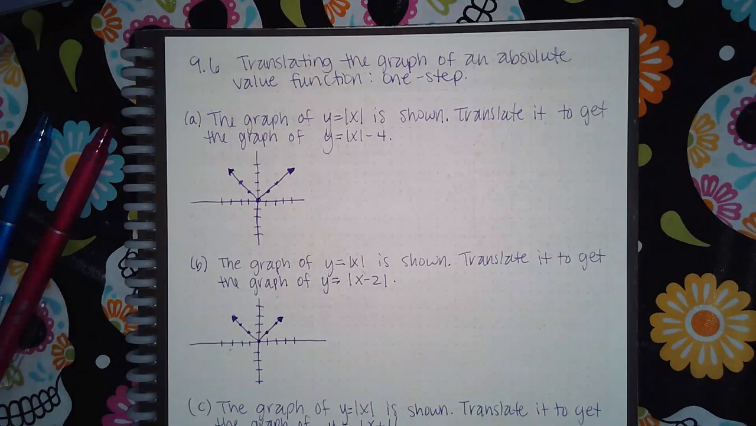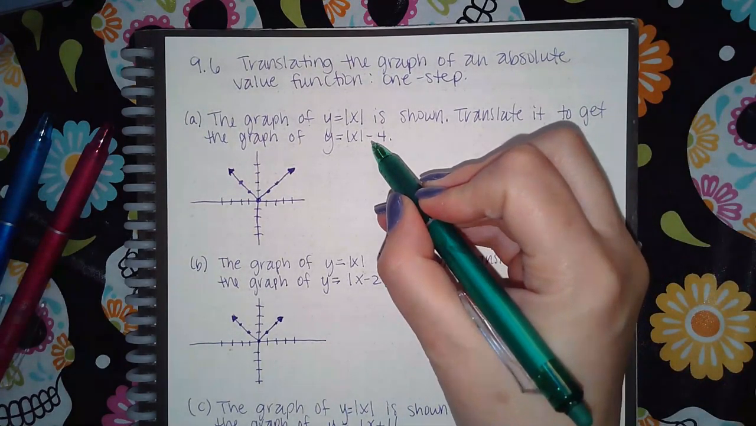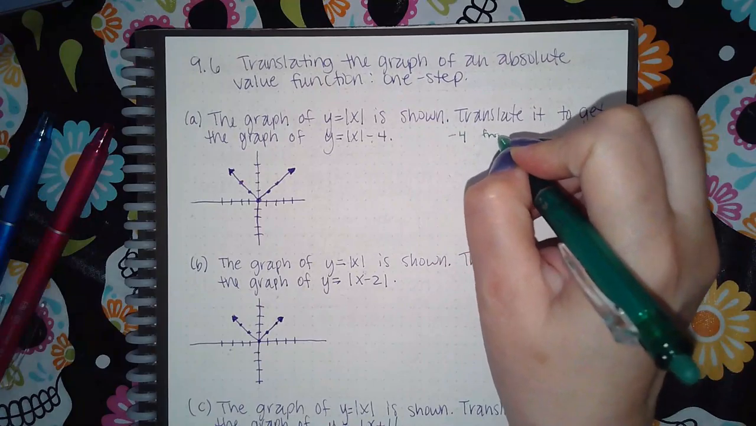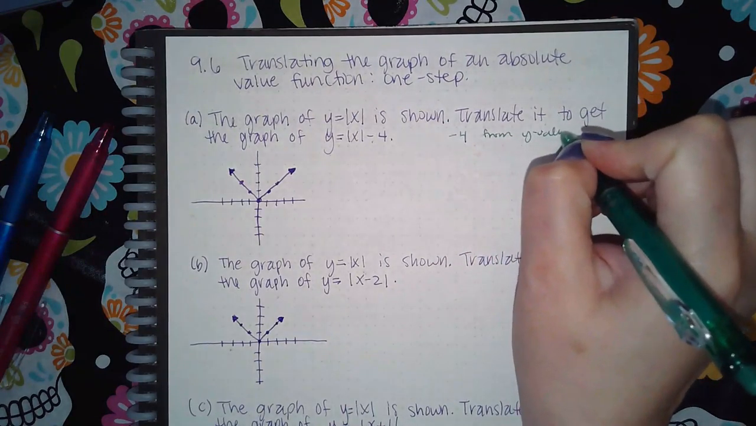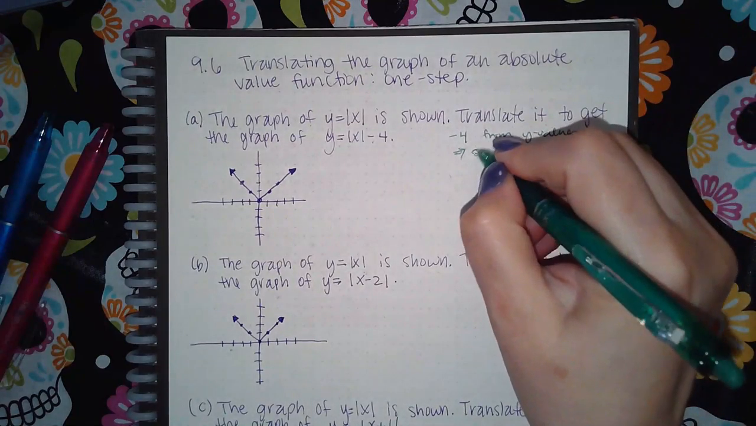Here we have 9.6, translating the graph of an absolute value function, one step. So it's very similar to the ones with the squares. If it's on the outside, you're going to do the same sign to the y values. So I'm going to subtract 4 from y values. And that literally does mean shift down 4.